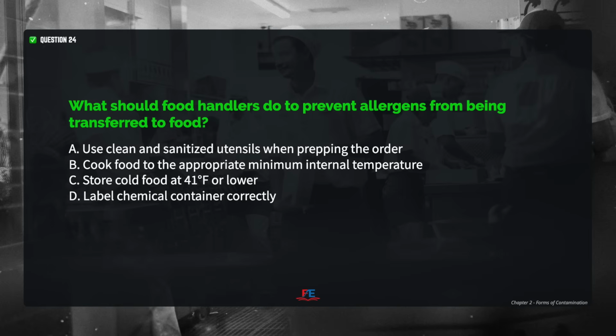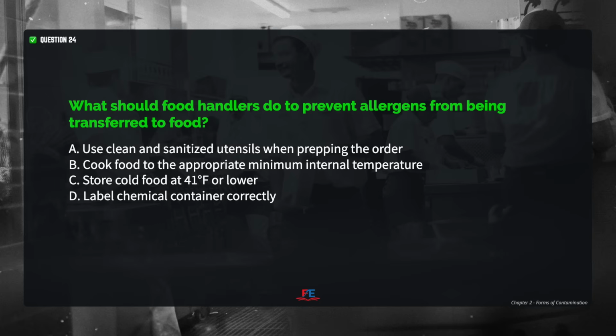So question 24. What should food handlers do to prevent allergens from being transferred to food? B might kill the bacteria, but not all allergens. You can't cook out peanut residue. C is temperature safety. It's not an allergen safety. D has nothing to do with allergens at all. It's chemical storage. So the answer must be A.